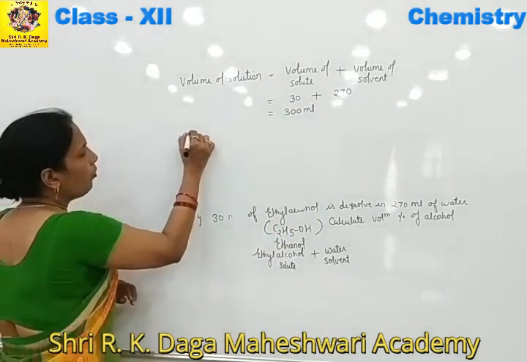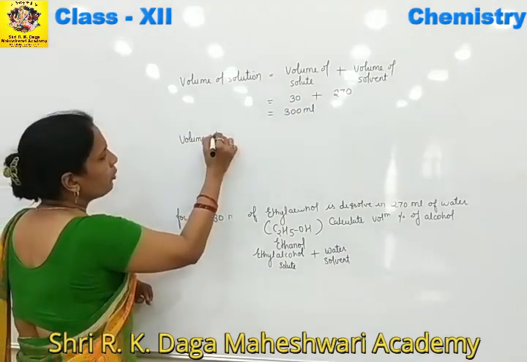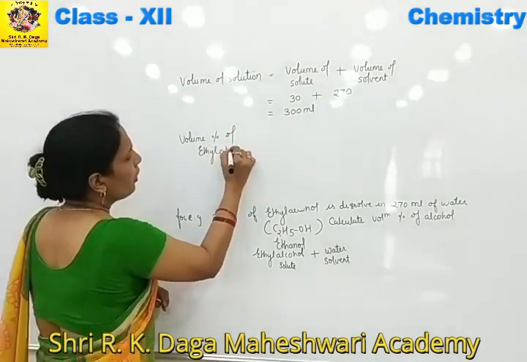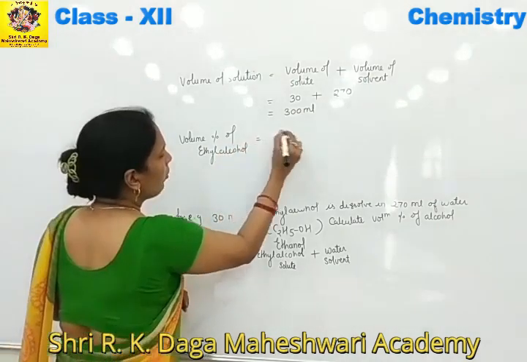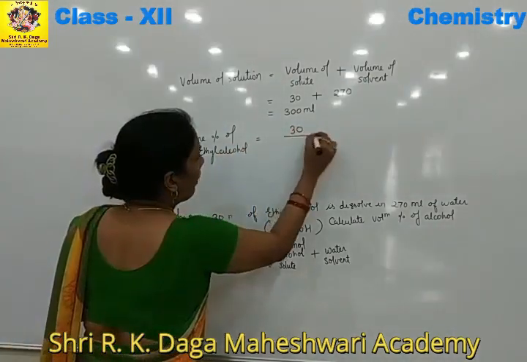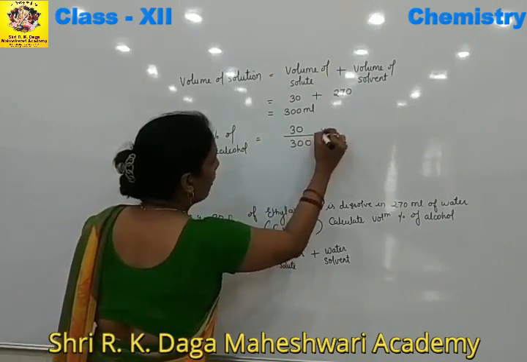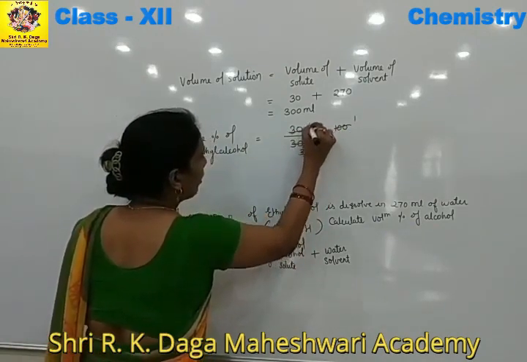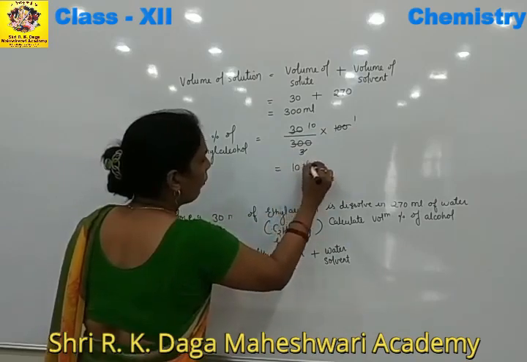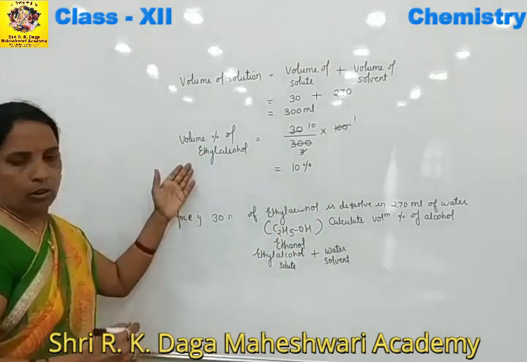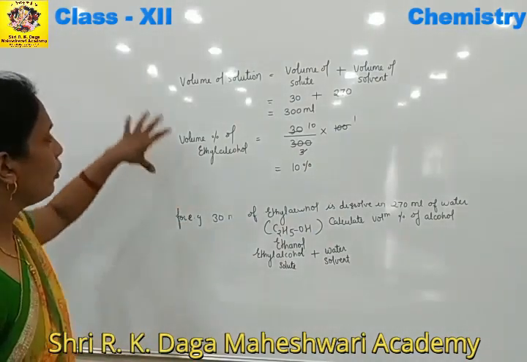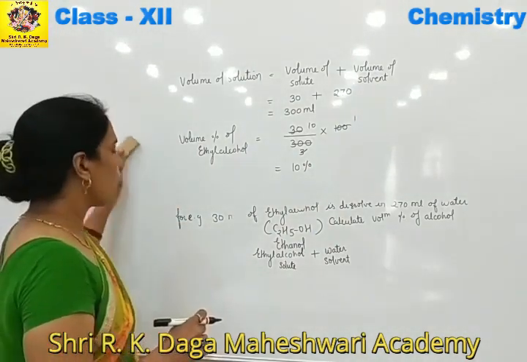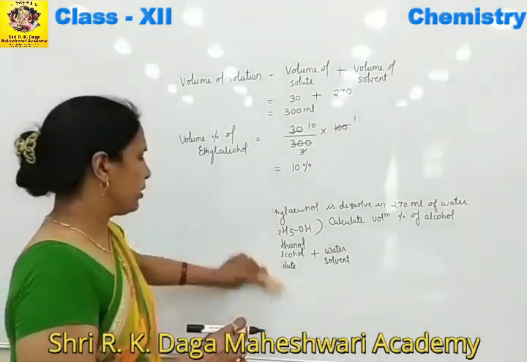And now volume percentage of ethyl alcohol. Volume percentage of ethyl alcohol is equal to 30 divided by 300 multiplied by 100. 100 3s are 300, 3 10s are 30. So the volume percentage of ethyl alcohol will be 10%. So this is the second unit to represent the concentration of solution, and that was volume percentage.